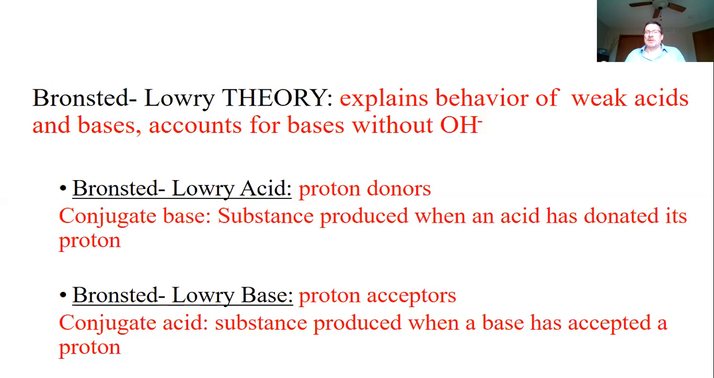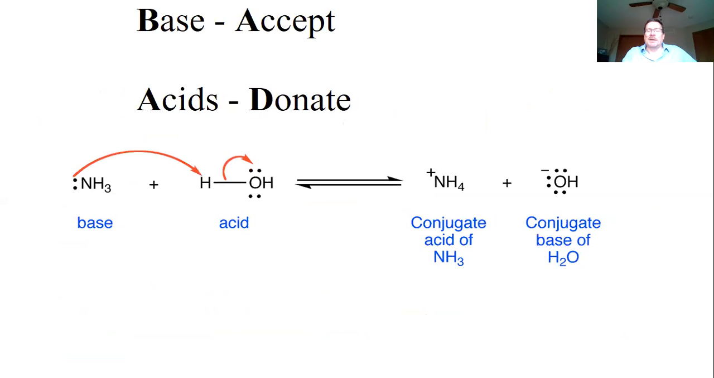So when a compound gives up its H plus, whatever's left over from that compound is the conjugate base. The conjugate acid is what's there when the base has taken on that proton. I'll show you what that means. And you can think of it this way: bases accept, acids donate.